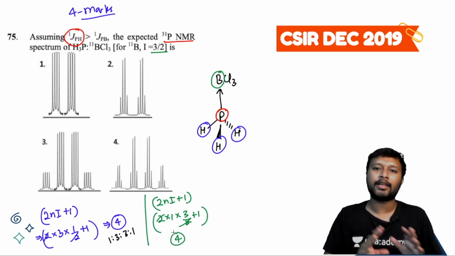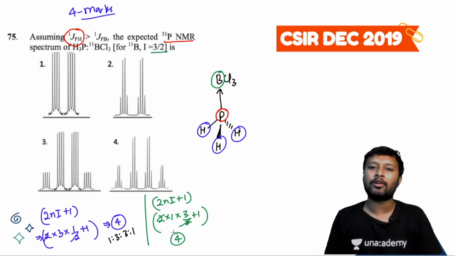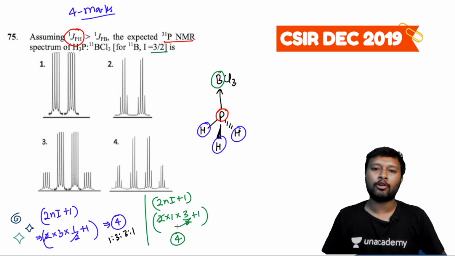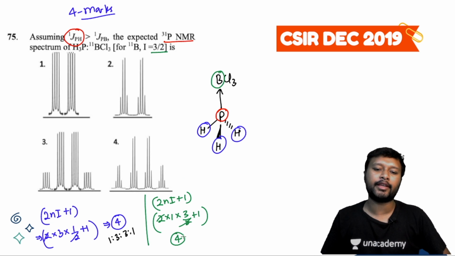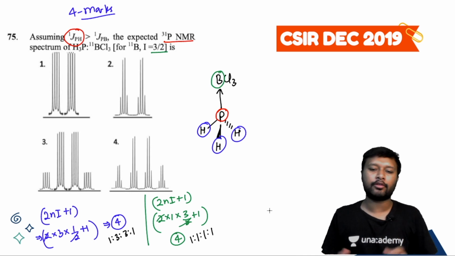But is the ratio going to be equivalent to the previous one? No, because now your I value is not half. The Pascal rule is only followed when the I value is equal to half. Since the I value for boron is 3/2, it follows the non-Pascal rule, which says that if you have 4 lines, the ratio of those peaks is going to be 1:1:1:1. That is the intensity ratio of these peaks.